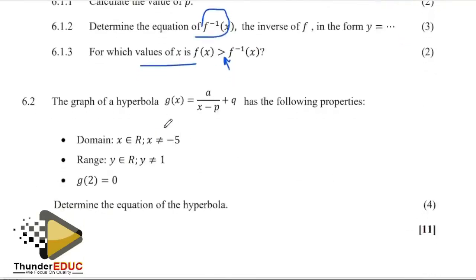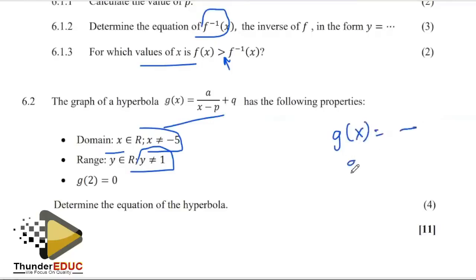Then we have this hyperbola. They gave us the conditions. So domain, those are x values. X cannot be this. This is an asymptote, the vertical. Then range is this. Y cannot be that. This is a horizontal asymptote. Then G of 2 is 0. So remember the original must be G of X is equal to something. But now they're telling us G of 2. So where there is X, we've replaced it with a 2. So that's the coordinate point 2 and 0. Because this is a Y.